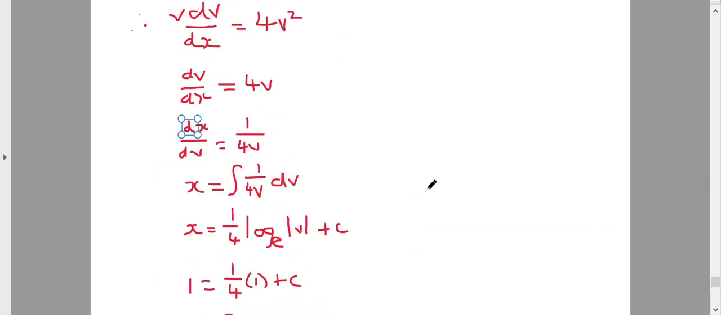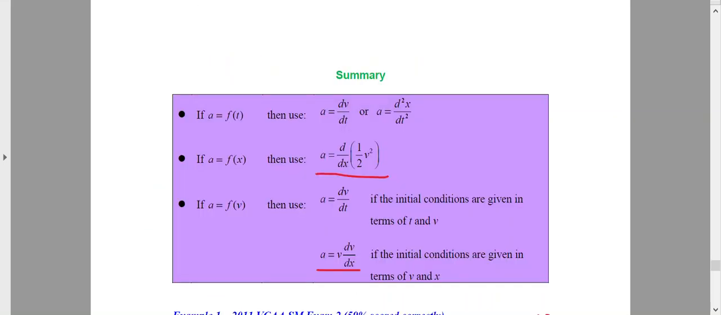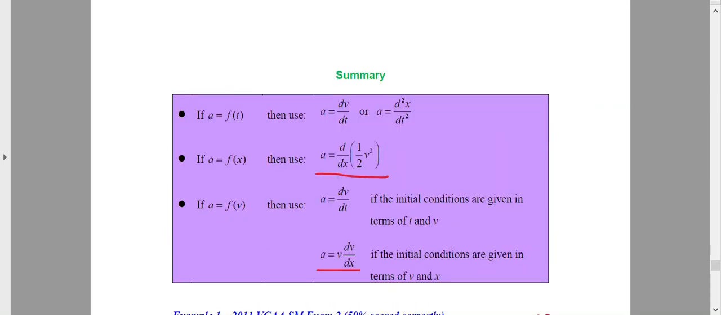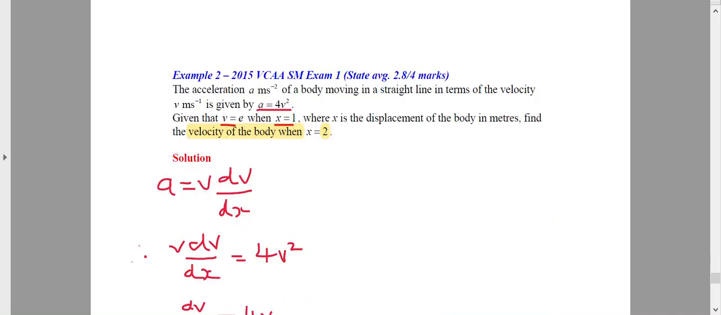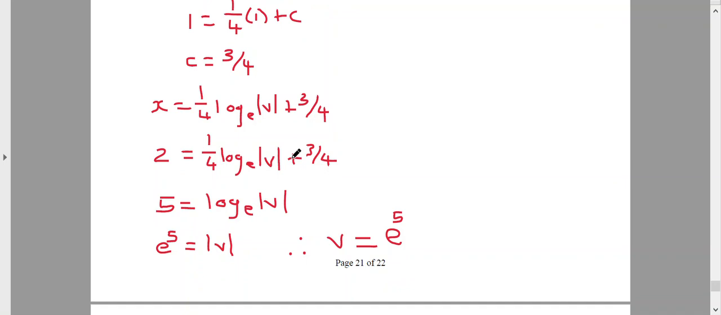Okay, so this is a typical question here where you get an acceleration formula. You'll need to pick a version of acceleration, one of the 4. Okay, one of these 4 here has another way of writing acceleration. You can use the summary to help you pick the correct one. And then most likely you'll be solving a differential equation just like we were here. Putting some initial conditions in and answering the required problem, okay, which was finding the velocity when x equals 2.